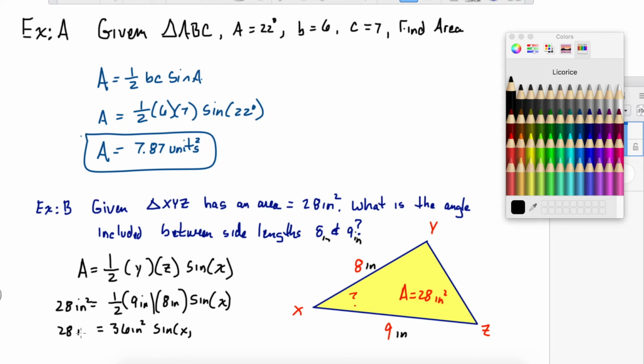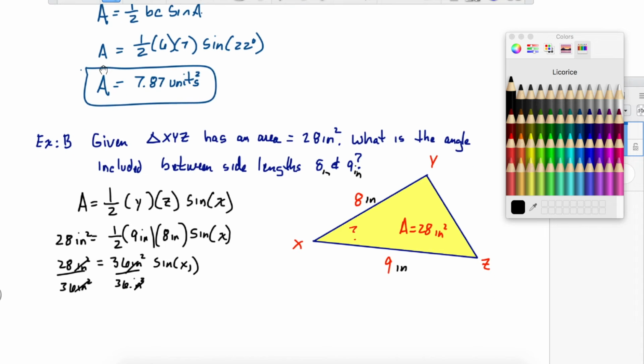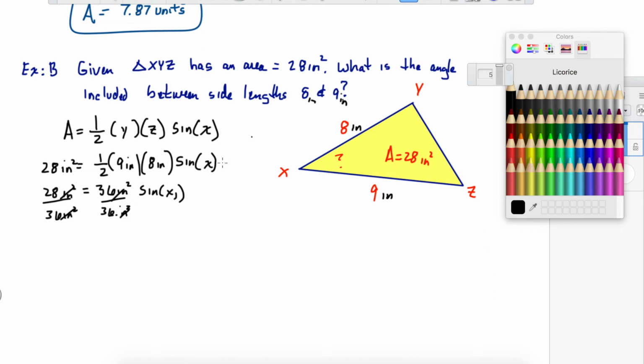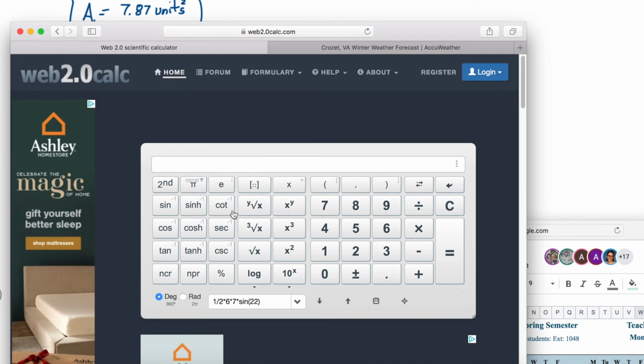We got 28 here on the left. Divide both sides by 36 square inches. And we see what happens to our inches units. They all cancel. And now we have to take the inverse sine. x equals the inverse sine of 28 over 36. Inverse sine 28 divide 36.